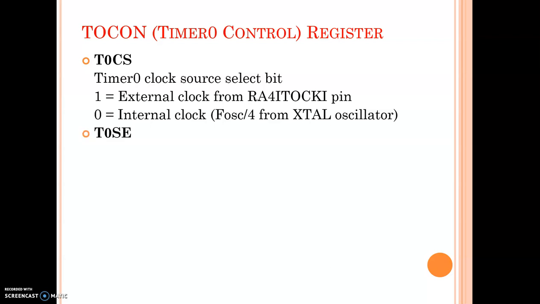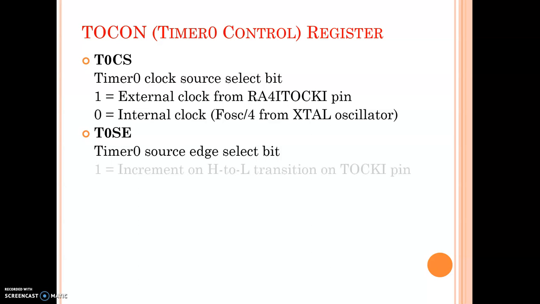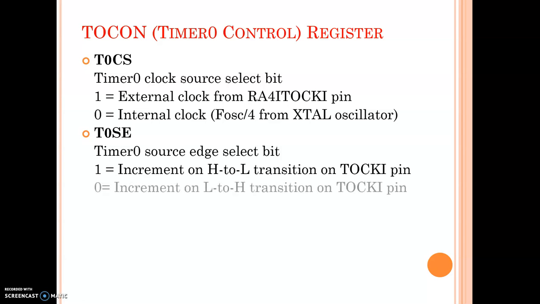And the next one is the timer 0 prescaler assignment bit. Before that, there is a bit called the source edge selection bit. In case of the source edge selection bit, if it is 1, then it is going to increment on the high to low transition of the T0 clock pin. That means I am going to use the high to low edge. If it is 0, then I am going to use the low to high edge.